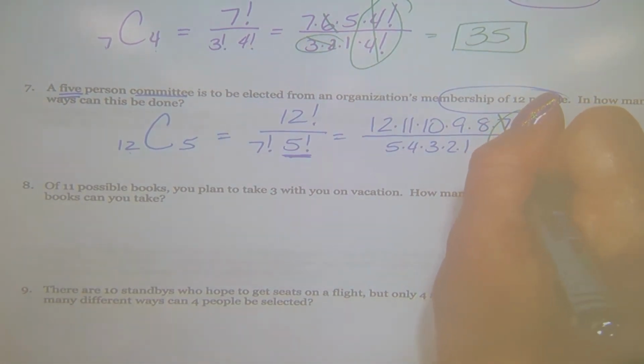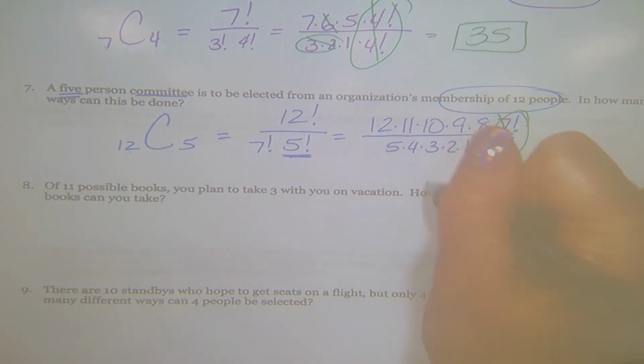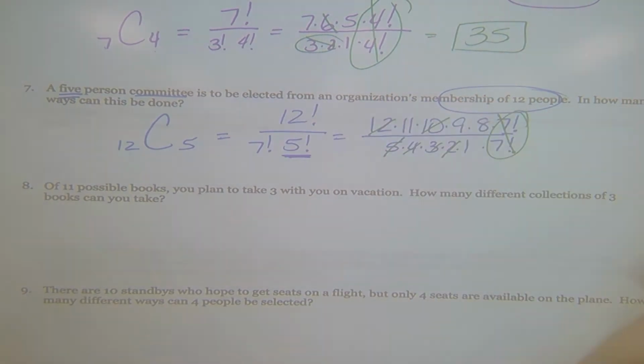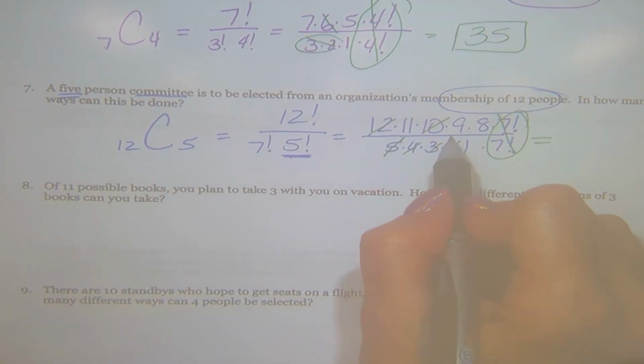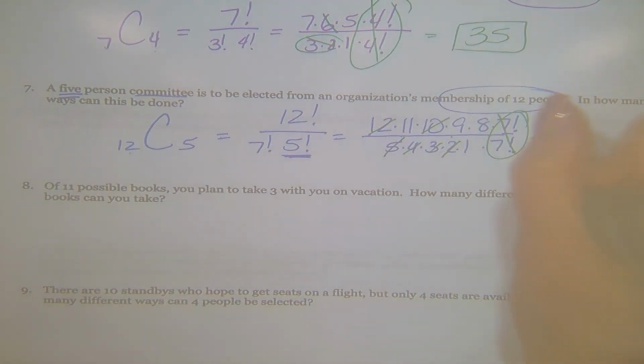What can we do with this? We can do 4 times 2 is 8, or 5 times 2 is 10. Let's do the 5 times 2 is 10. That cancels. 4 times 3 is 12. So I'm left with 11 times 9 times 8. However you simplify that, you should get 792.